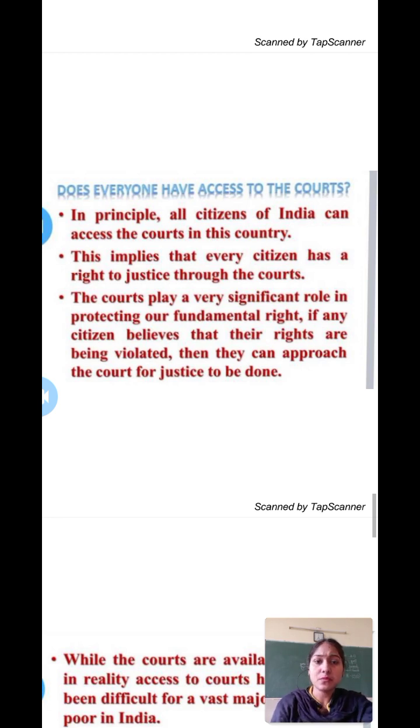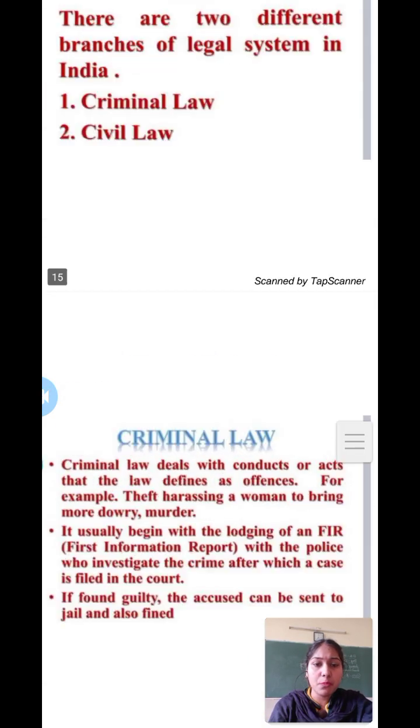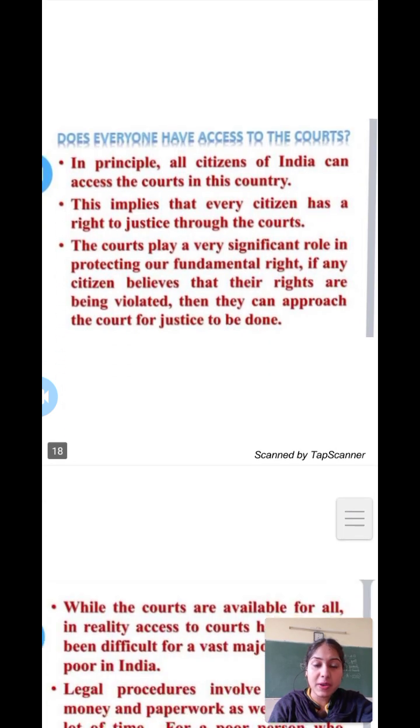According to the Constitution, all citizens of India can access the courts in the country. This implies that every citizen has a right to go to court to get justice, and the courts play a very important role in protecting the fundamental rights of citizens. As I told you yesterday, if a person feels their rights are being violated, they can approach the court for justice. So everyone in India has access to the court.